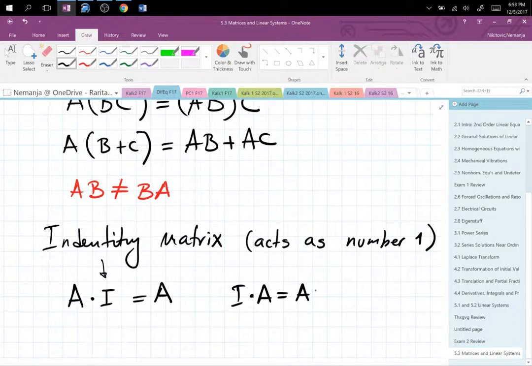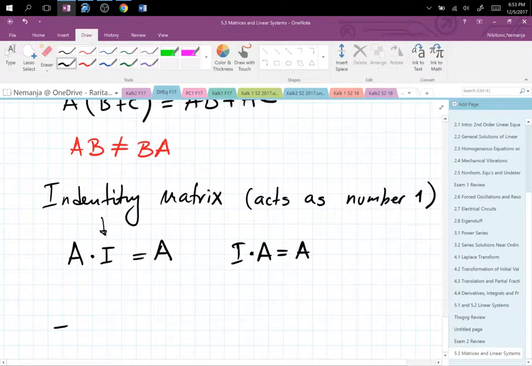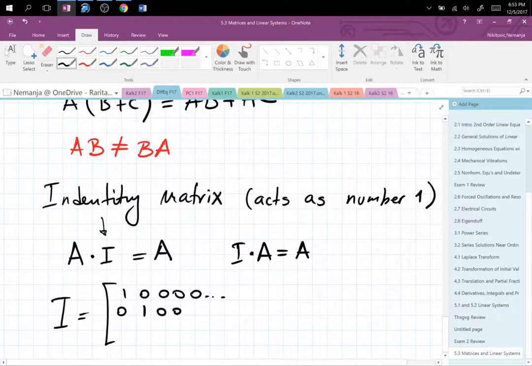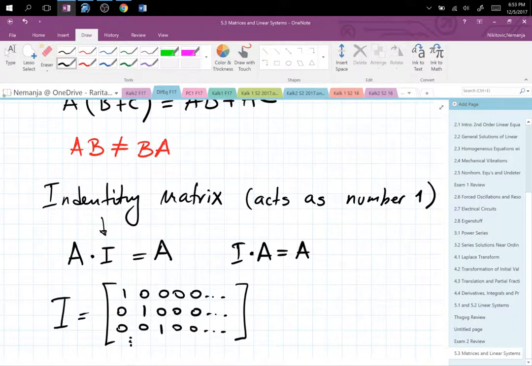Now you would say, oh, you just did the commutative there. Yeah, I did, but this is the case where it works. In general, it doesn't work. So, tough luck. The I matrix looks like this. 1, 0, 0, 0, 0 going forever. 0, 1, 0, 0, 0 going forever. 0, 0, 1. So it has a diagonal filled with ones. It can be any size. 1 by 1 is just the number 1. 2 by 2 is 1, 0, 0, 1. And so on.